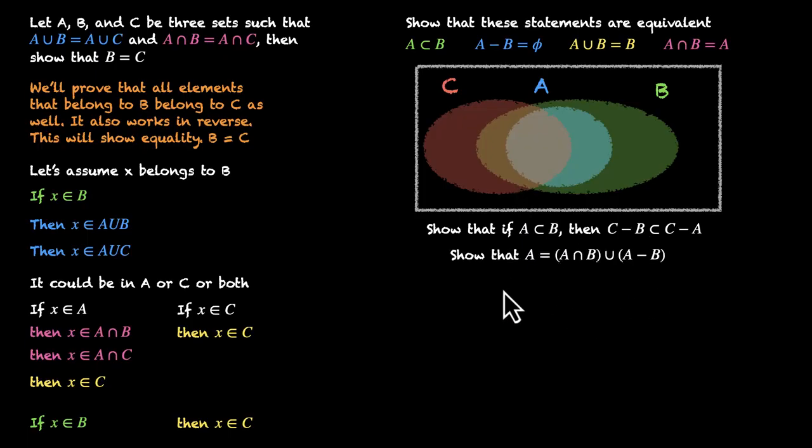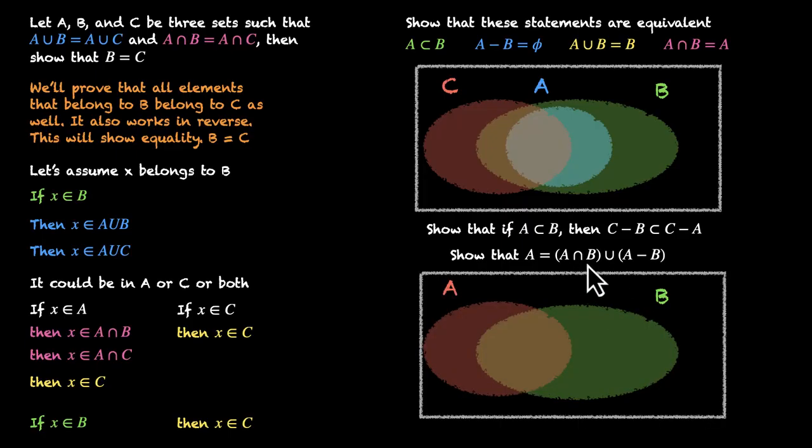Let's keep moving. Show that A is equal to A intersection B union A minus B. Let's find A intersection B. It's this area, union A minus B. The part which is in A but not in B. So this part. If we add these two, if we take the union, we get the entire A. That's exactly what this says. A is equal to this part which is A intersection B union this part which is A minus B. So A is equal to this union this. So this is true. Last one.